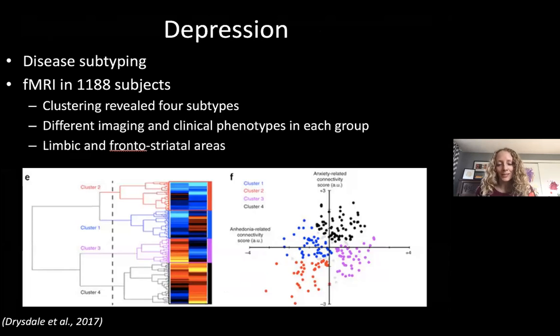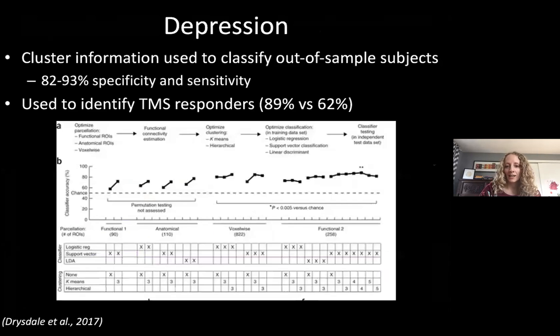Then there's this really interesting paper from Conor Liston's group where they were looking at disease subtyping. They had fMRI in almost 1,200 subjects, which is really a great undertaking. And they performed unsupervised clustering, and they actually revealed 4 subtypes of depression. Each of these subtypes tended to have different imaging and clinical phenotypes, particularly in the limbic and frontostriatal areas. And so they extracted them from one site, and then they actually used that cluster information to classify out of sample subjects. And then they found a really high sensitivity and specificity for that classification.